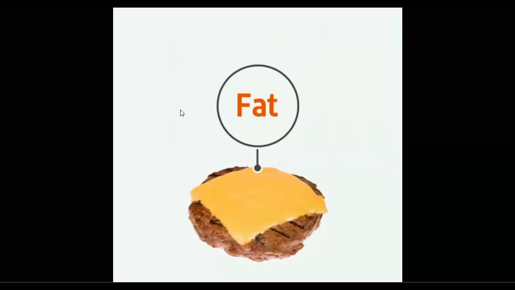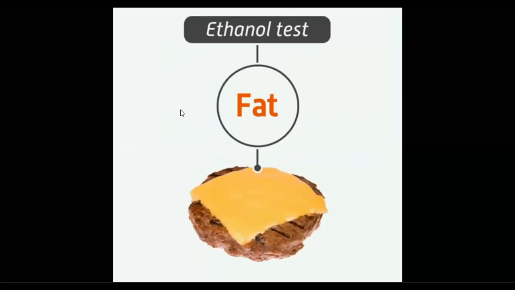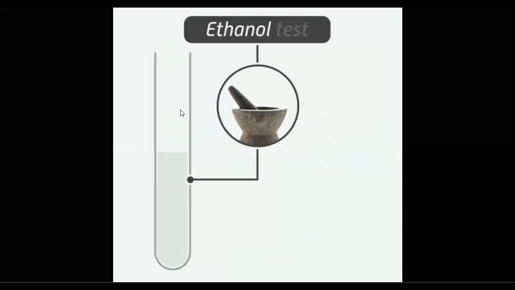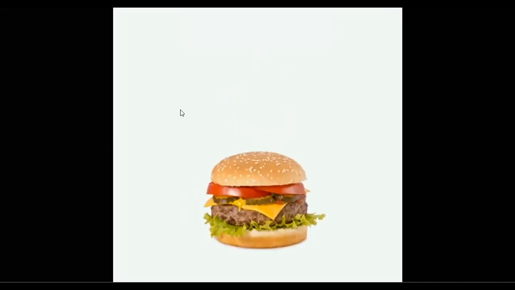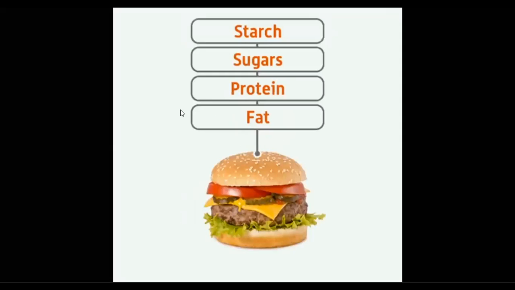Cheese is high in fat. To test for fats and oils, you use the ethanol test. First, you grind up the food with some water. Then you add some of the food mixture to a test tube containing ethanol. The cheese mixture turns the clear ethanol cloudy, and this is a positive test for fat. So we know that the cheeseburger contains starch, sugars, protein and fat. What else? Let's test for vitamin C.